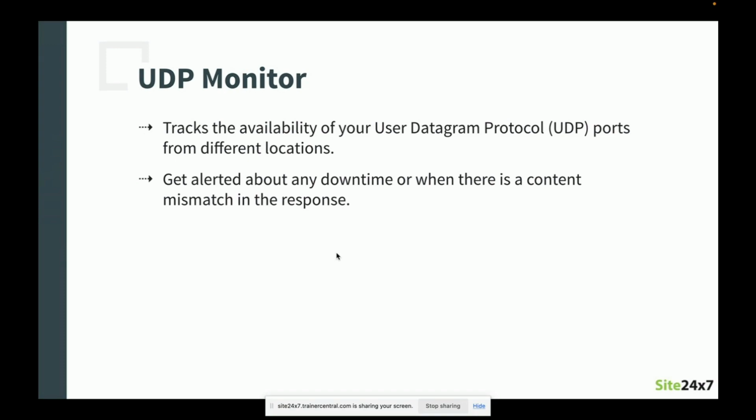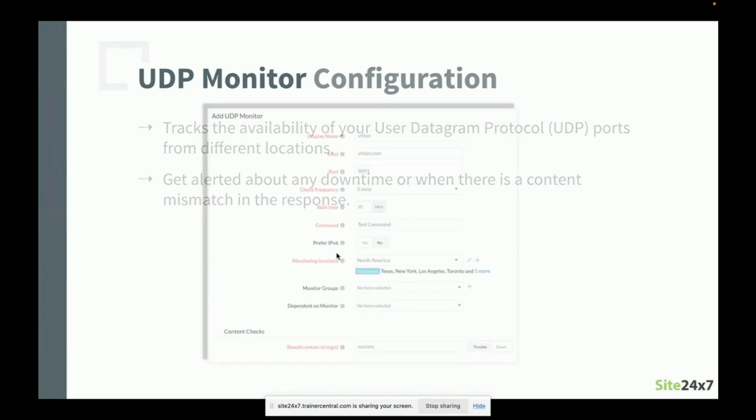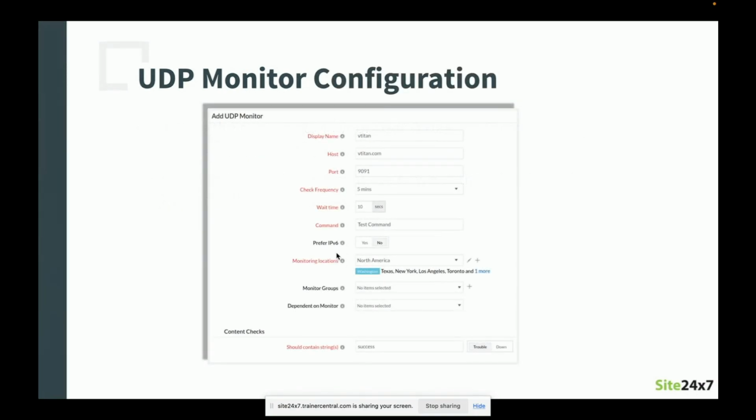This is the add UDP monitor page where you have the display name. You give the host and the port details, the check frequency, how frequently you want to check the port, and then the wait time. It is the time to get a response from the server, how much time we have to wait. Wait for 10 seconds. If not, send me an alert.